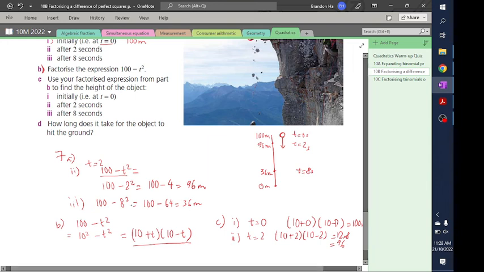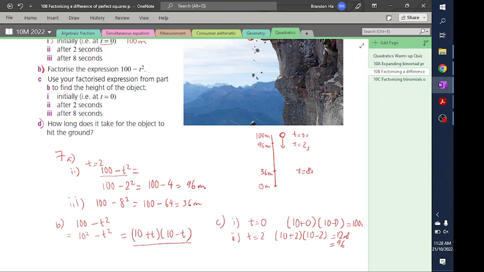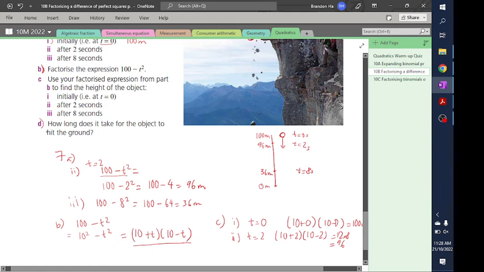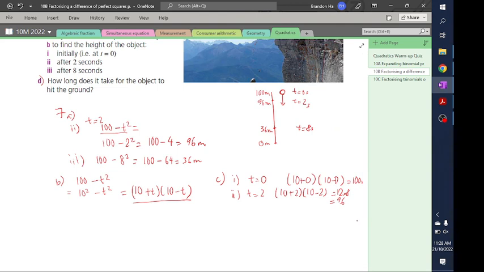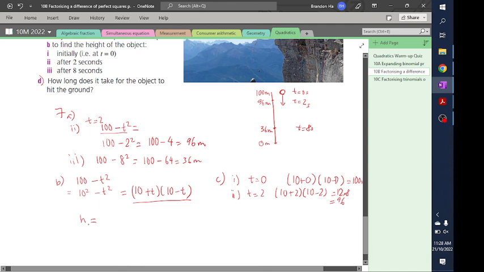So now the final question is, how long does it take for the object to hit the ground? How do we find that? When the object hits the ground, what number do we have? What is the height of the object when it hits the ground? Zero. So let's write the expression out again. We have height equals 100 minus t squared, right? So now the height becomes zero. So we have 0 equals 100 minus t squared.